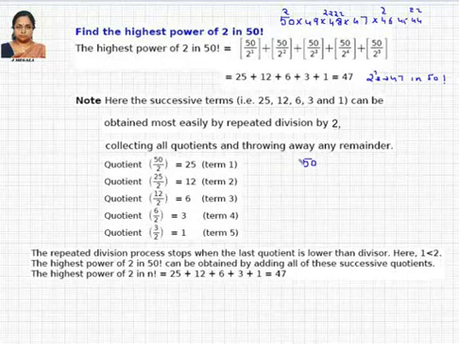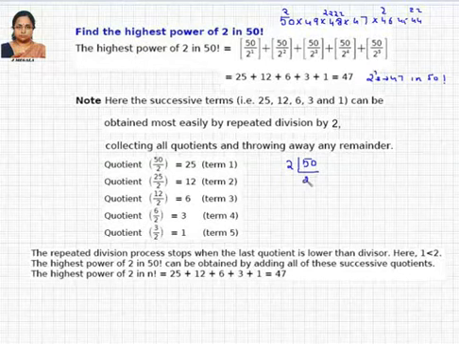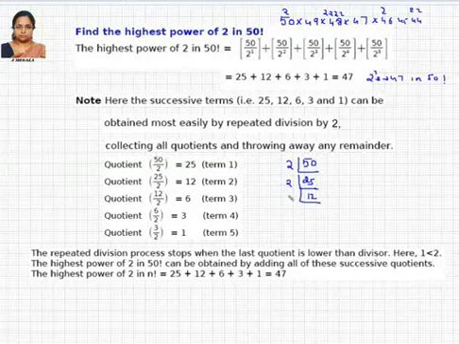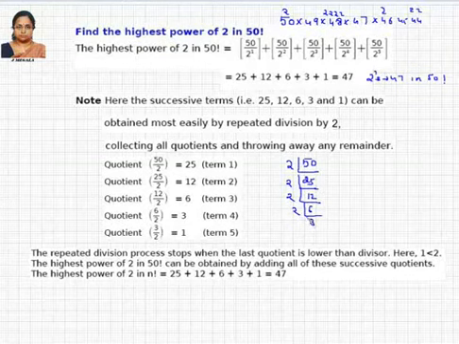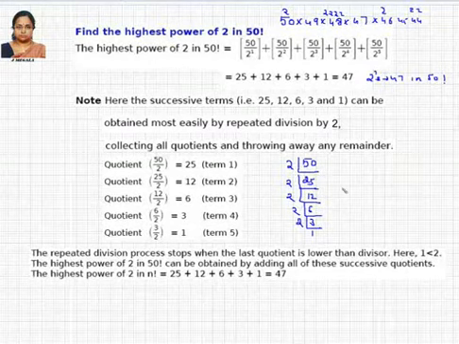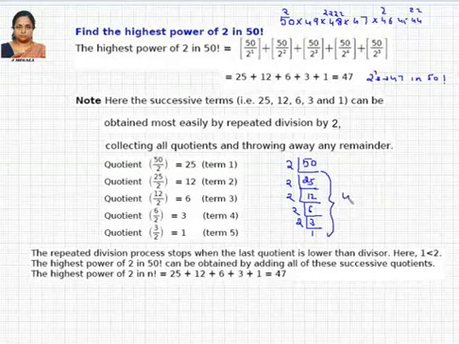So you write 50 here and divide it by 2. You get 25 as a quotient. Divide this by 2 again, you get 12 as a quotient. Divide by 2, you get 6. Divide by 2, you get 3. Then again by 2, you get 1. It is the same number as before. When you add, you don't have to add the 50. Leave that and add only the quotients. That is nothing but 47.